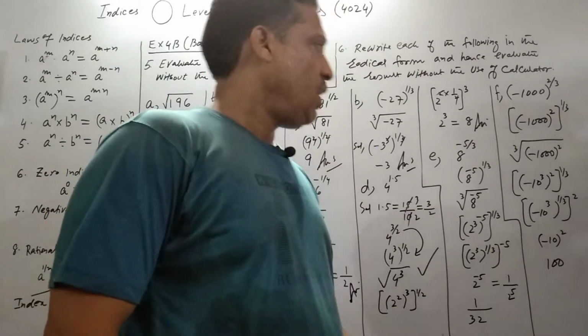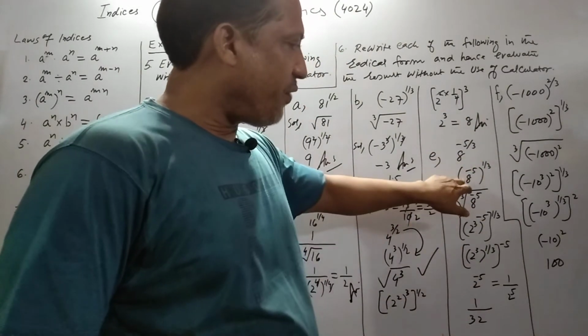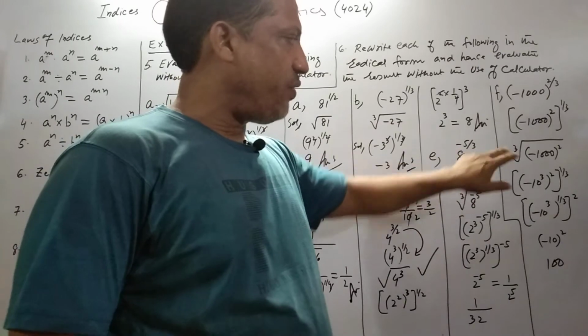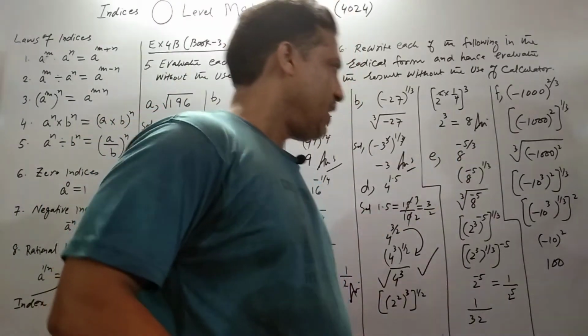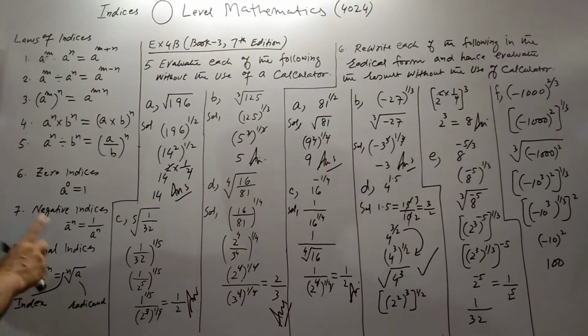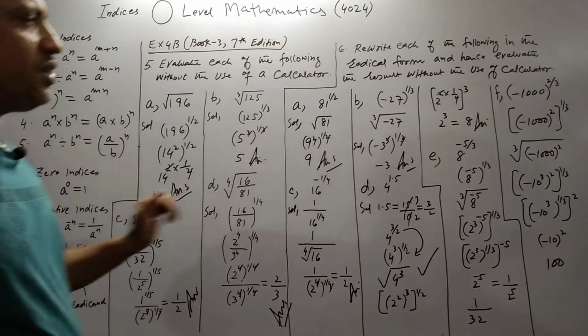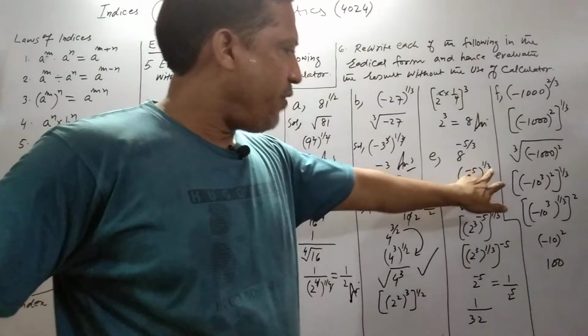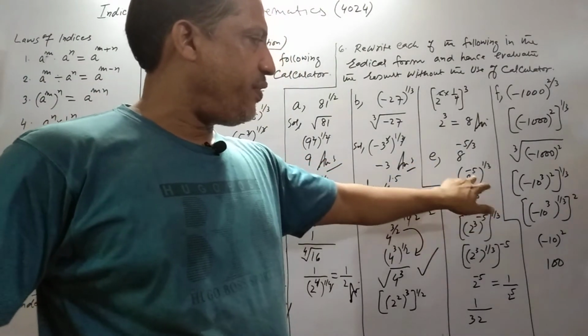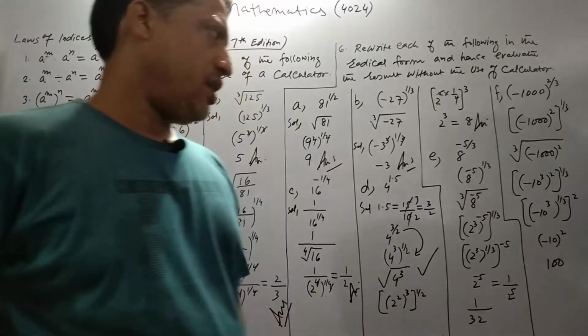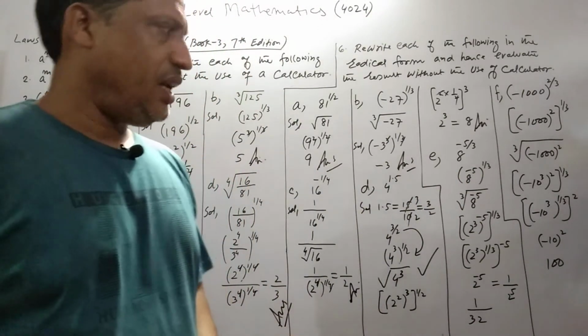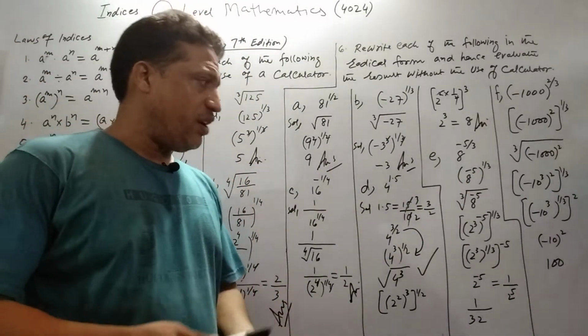So no issue. But after converting, 8 to the power minus 5 to the whole power 1 upon 3, see this. If you see a to the power 1 upon n, we can write the nth root of a. This is 1 upon 3, so we can write the cube root, with index 3, of 8 to the power minus 5. The first requirement has been fulfilled. The second requirement is to evaluate.